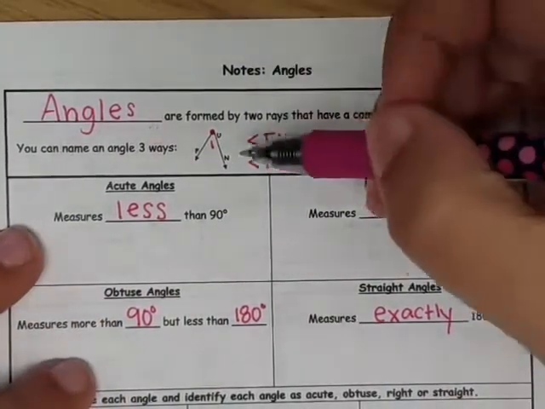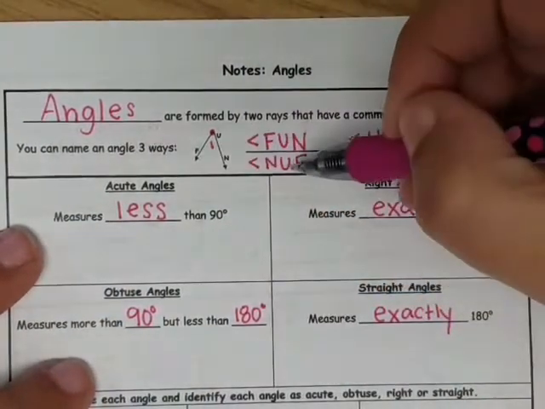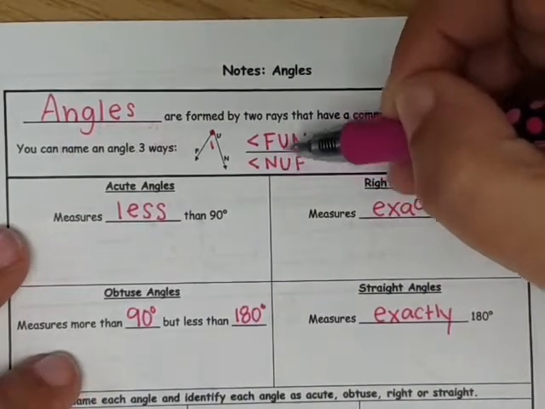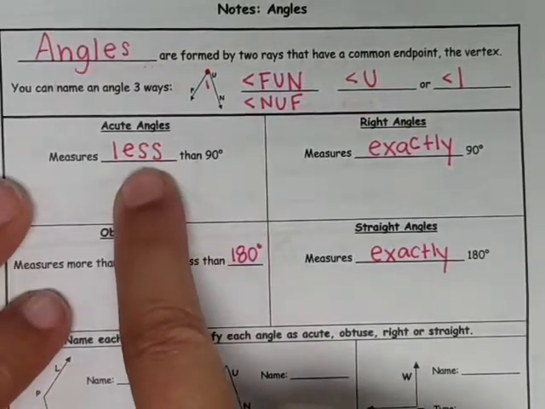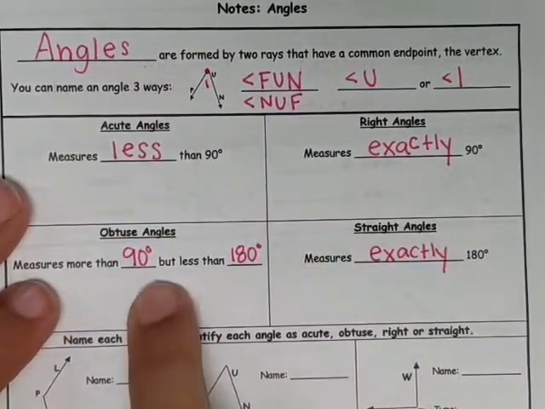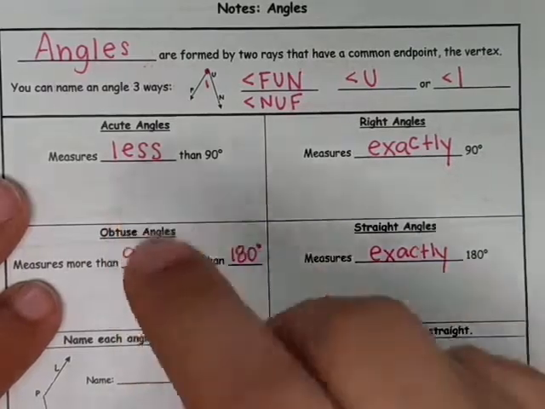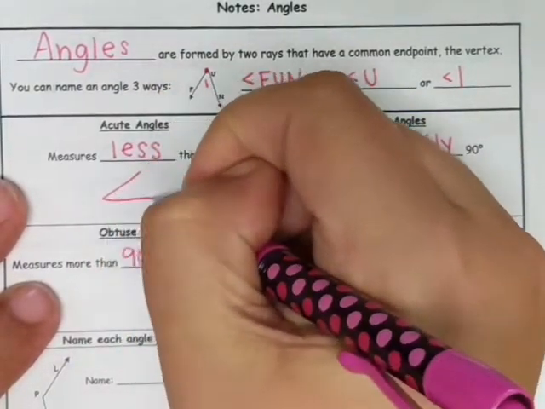You can change the order of this and call it angle NUF as long as the U is in the middle, and that tells you where the vertex is. All right, four types of angle measures. We've got acute angles, right angles, obtuse, and straight. Acute are less than 90, so let's draw a picture of an acute angle.